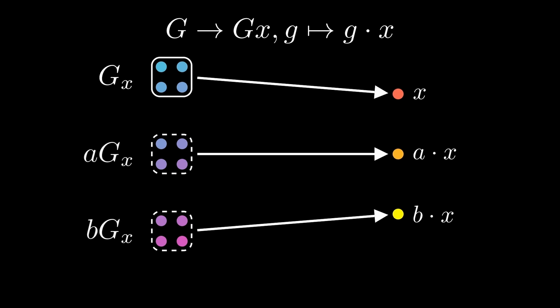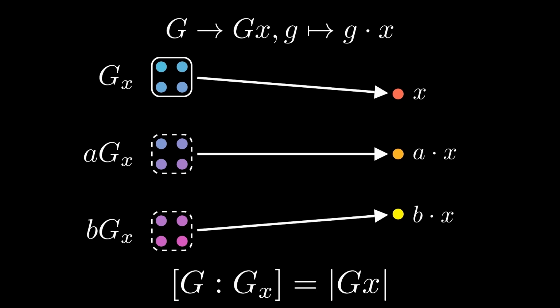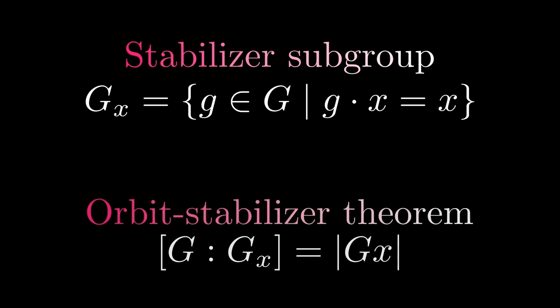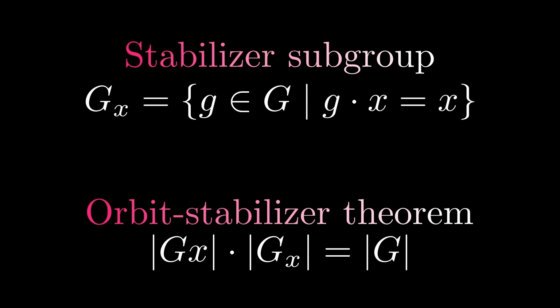Since we now have a bijection, this means that the index of the stabilizer subgroup is equal to the number of elements in the orbit. We define the stabilizer subgroup to be the set of all elements which don't change x. Then the result that the index of the stabilizer subgroup is equal to the number of elements in the orbit is called the Orbit-Stabilizer theorem. Using Lagrange's theorem, we can also rewrite the equation like this.